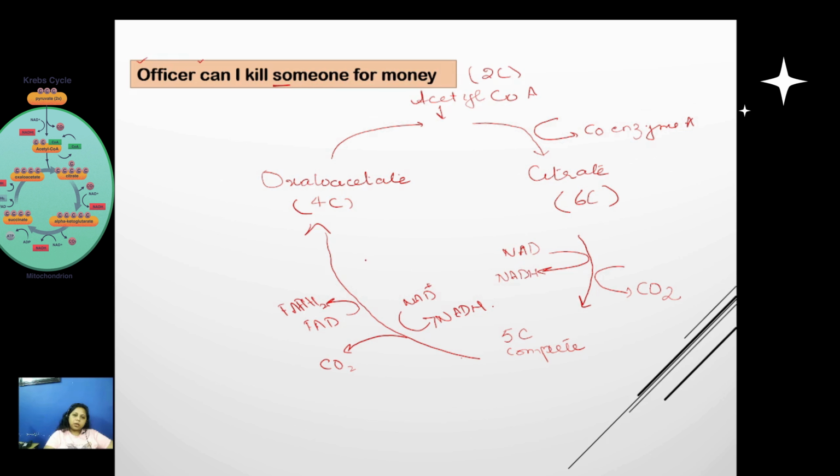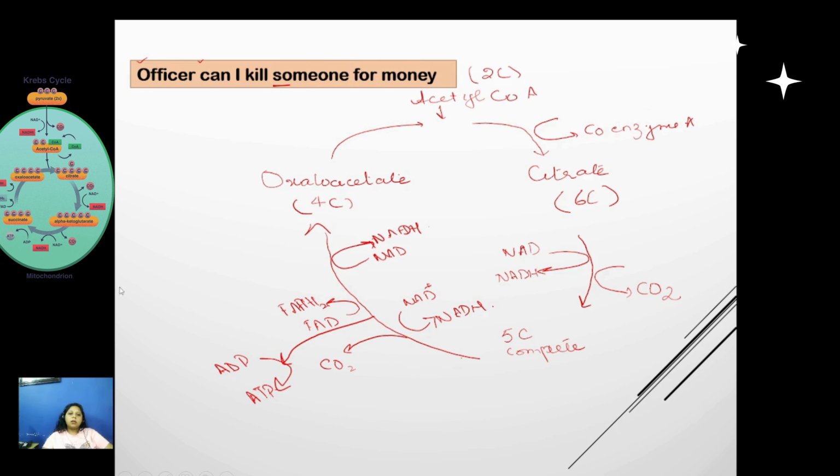Again there is one more NAD converted into NADH. So these are the common ones. One more thing that you need to remember: before this FADH2 is released, there is release of one phosphate as well, so ADP is converted into ATP. So this is the overall cycle that we need to learn.